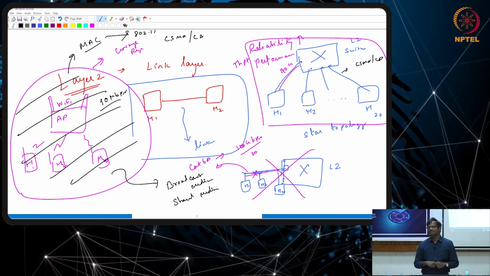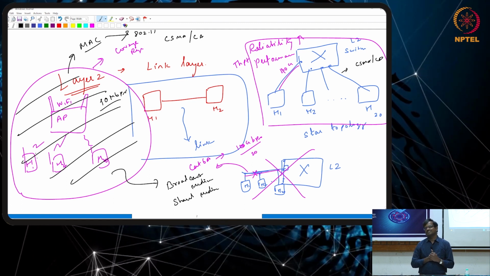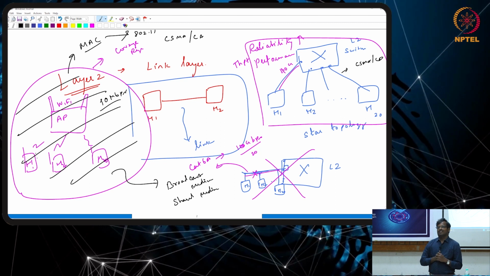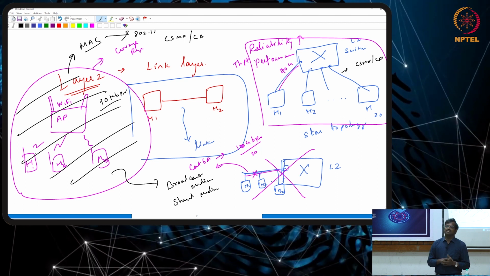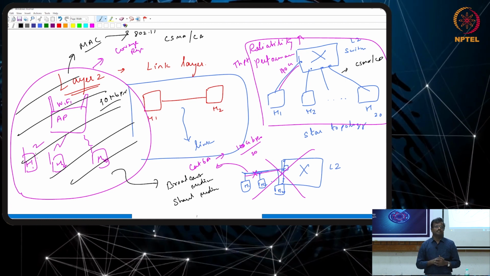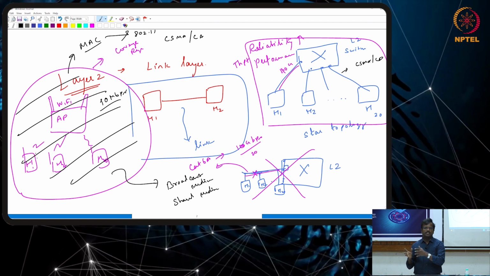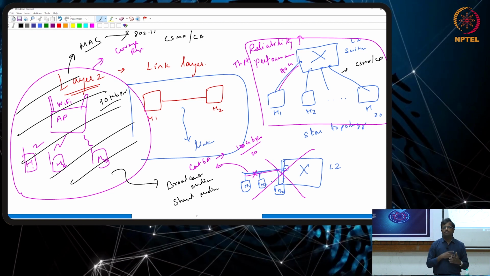Wait for how much time? What is that particular time? That's the key engineering principle here. Random time. So random is a very interesting component in terms of security and also in terms of breaking a tie.